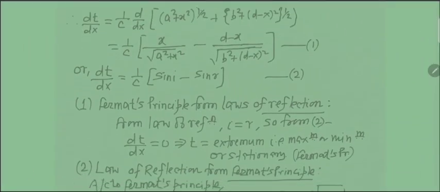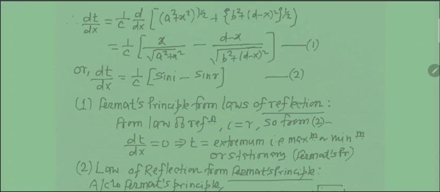So dt by dx, what will it be? Instead of square root, just write power half, since square root is equal to power half. So dt by dx will be 1 by c, which will come out because it is a constant, out of the differential sign. And d by dx of this whole thing, when you differentiate it, what will it be equal to?